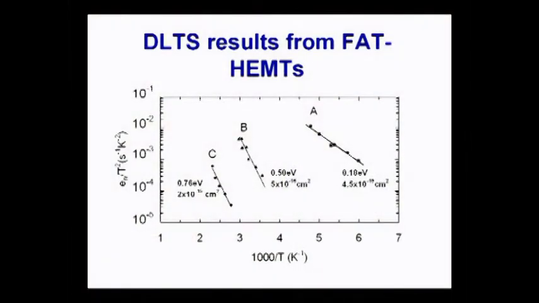This is an Arrhenius plot from DLTS measurements on FET HEMTs. As we can see, three traps are detected, which I will call trap A, B, and C.